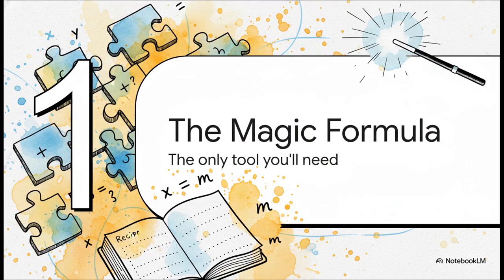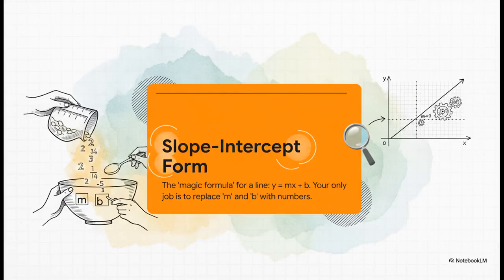Well, it all comes down to one single magic formula. And seriously, don't even think of it as a formula. Think of it as a recipe, a super simple fill-in-the-blanks template. It's the only tool we're going to need. And here it is, the star of the show. y = mx + b.